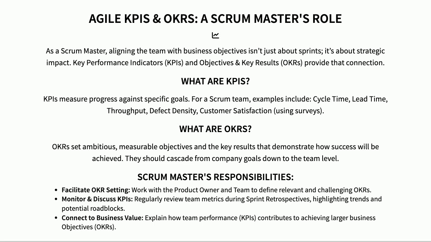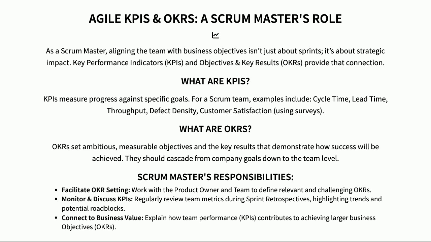Think of them as measuring sticks for success. KPIs are like individual performance indicators, things we track to see if we're on target, such as cycle time or throughput. Then there are objectives and key results. These set out what we're trying to achieve and how we'll know when we've succeeded. As a Scrum Master, you play a key role in facilitating the creation of these goals, making sure they're realistic yet challenging, and then actively discussing them during retrospectives to keep everyone aligned on how their work impacts those overall business objectives.